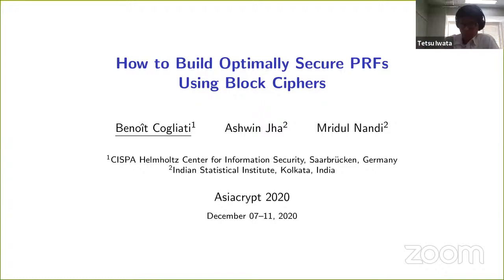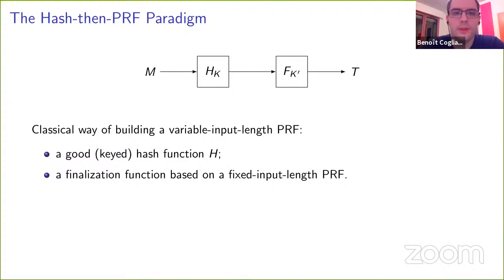Hi, everyone. I'm going to talk about how to build optimally secure PRFs from block ciphers. And well, the classical way of doing so would be to use the hash then PRF paradigm. So for that, you need a good hash function and some finalization function that is based on a fixed input length PRF.